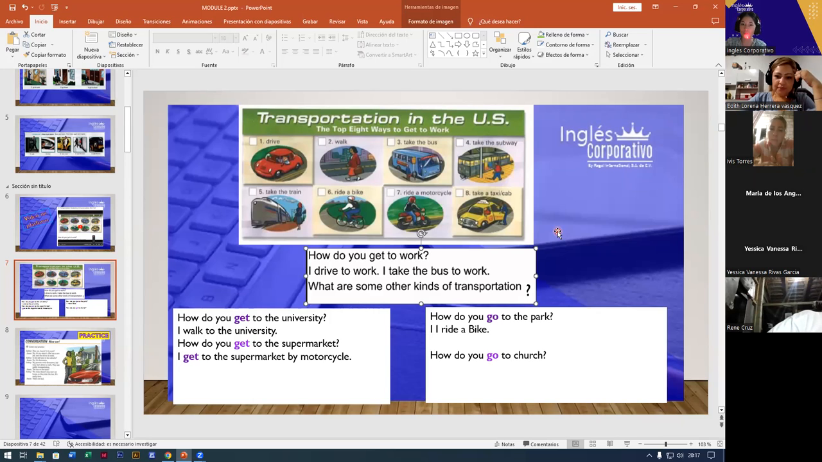But if you say, I drive a pickup, yo conduzco un pickup. It depends on the structure. Ese transporte también es bien común aquí en Salvador. Very common. That is true. A pickup, okay. What else?